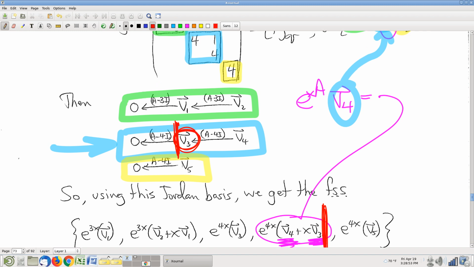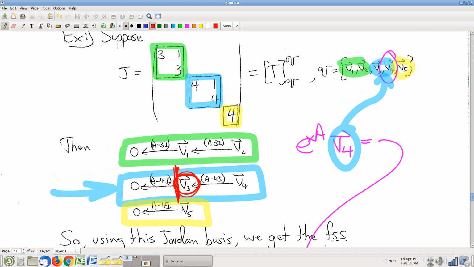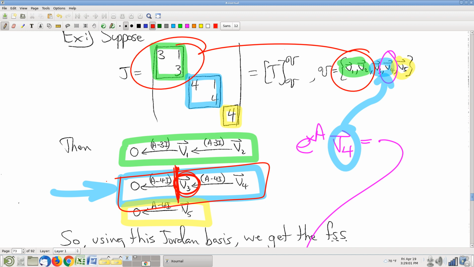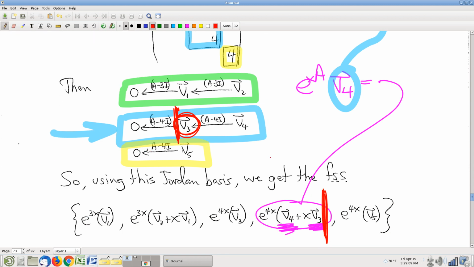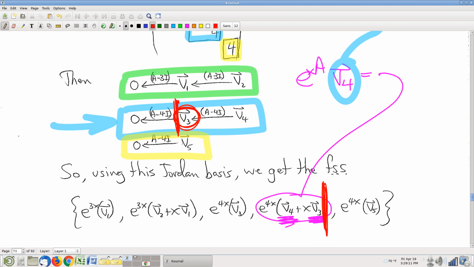Those vectors are associated with a different block and are just not involved in this diagram. They're not involved in this equation. Okay, so be careful with that. Make sure to apply the above formula appropriately. Stop when you get to the eigenvector. And other than that, everything else in this example is structurally equivalent to the previous example.